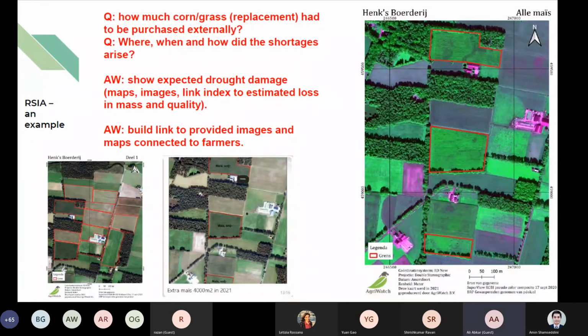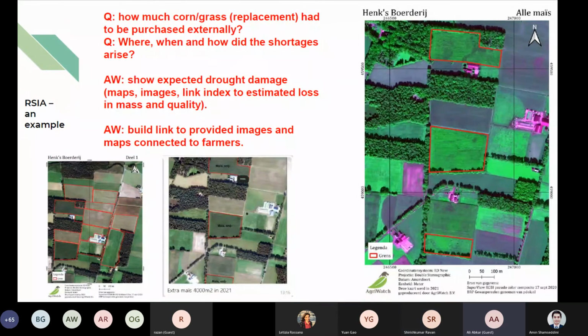In this slide, as you can see, we are focusing on maize plots for farmer 1 as a demo farm. Then the main challenging questions here, or the extra information needed by this farmer, because they already have lots of information and knowledge. So we make use of those, but what is missing? How much corn or grass replacement had to be purchased externally because of the drought effect, and where, when, and how did the shortage arise?